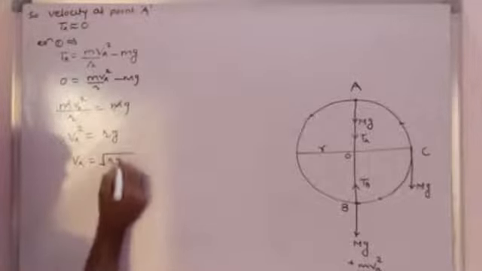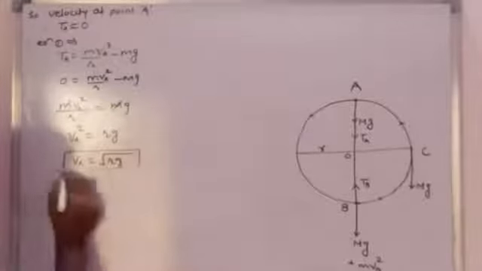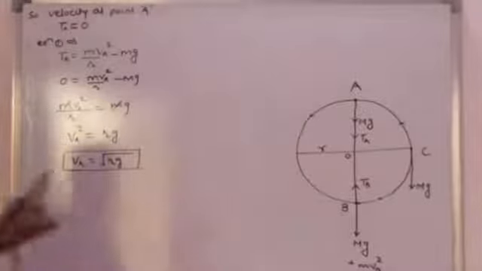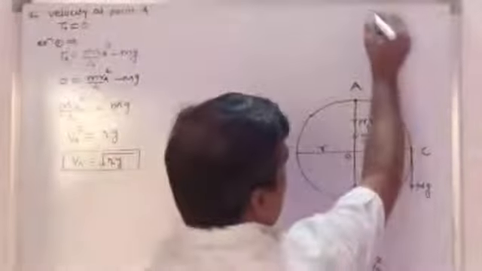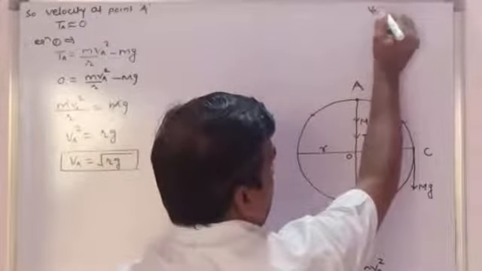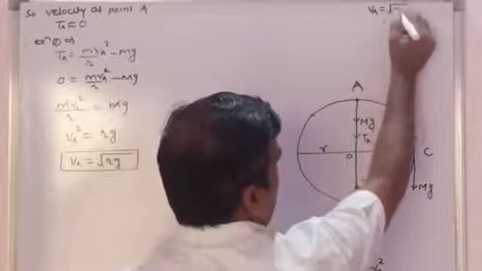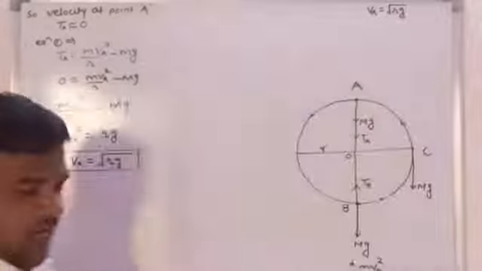under root rg. This is an expression, or formula, for velocity of particle at point A. So we write this velocity here, under root rg, Va.